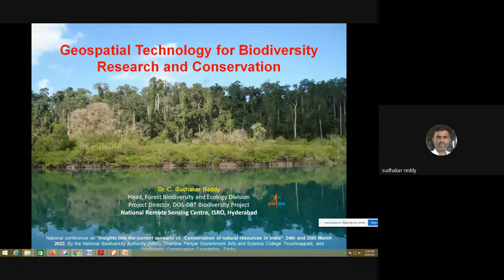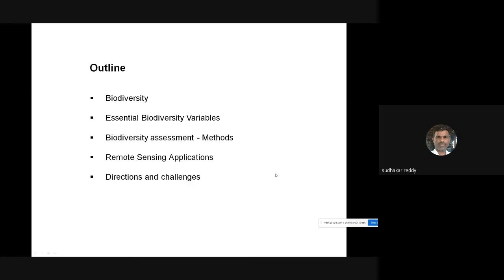I'll go directly to geospatial technology for biodiversity research and conservation. The major outline of this presentation covers the different components and levels of biodiversity, the concept of essential biodiversity variables, and the various methods addressing the assessment and monitoring of biodiversity. It also covers the main potential applications of remote sensing in biodiversity research and conservation, and the directions and challenges in the field of biodiversity research through remote sensing.